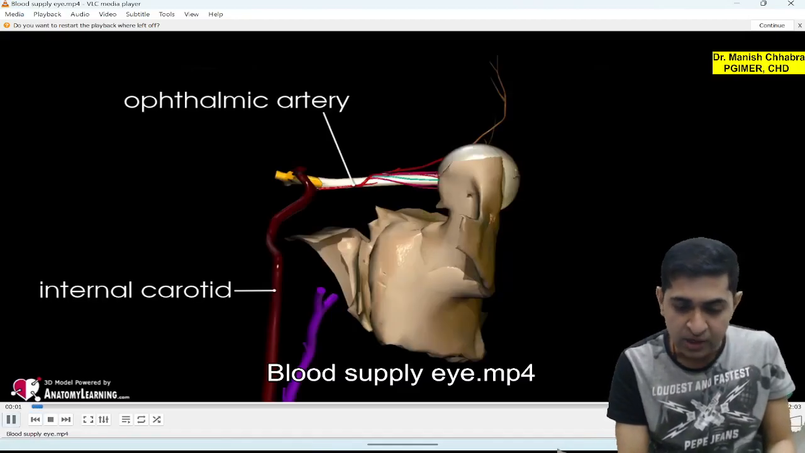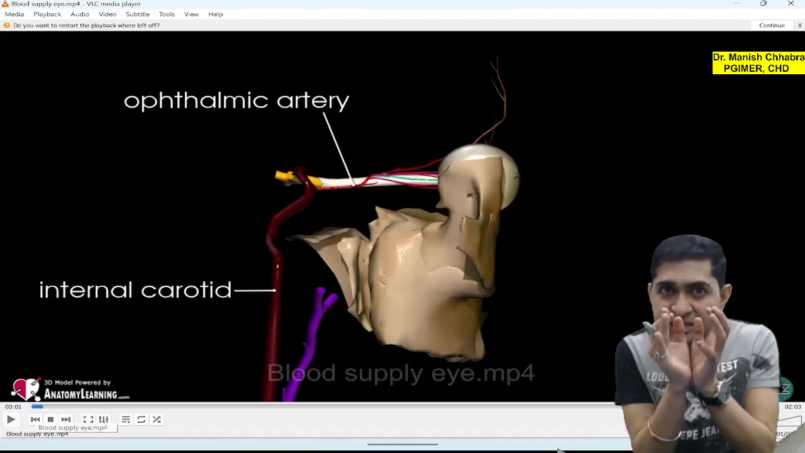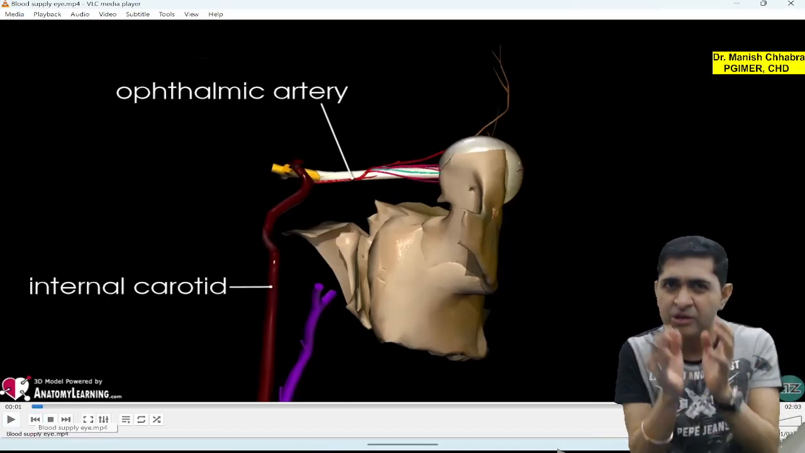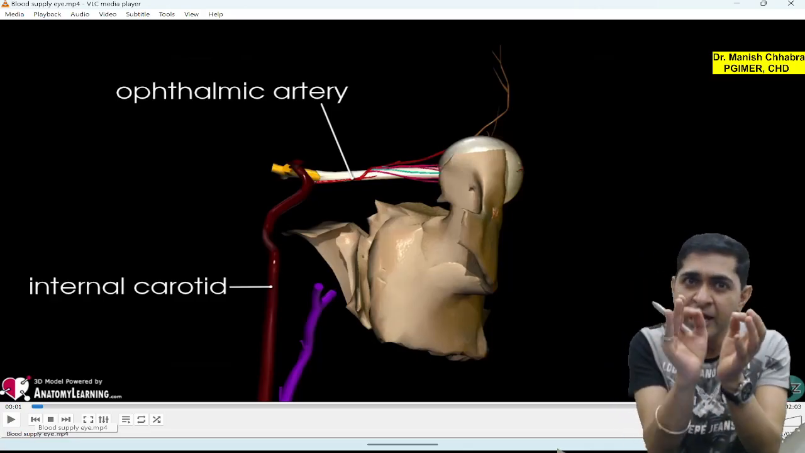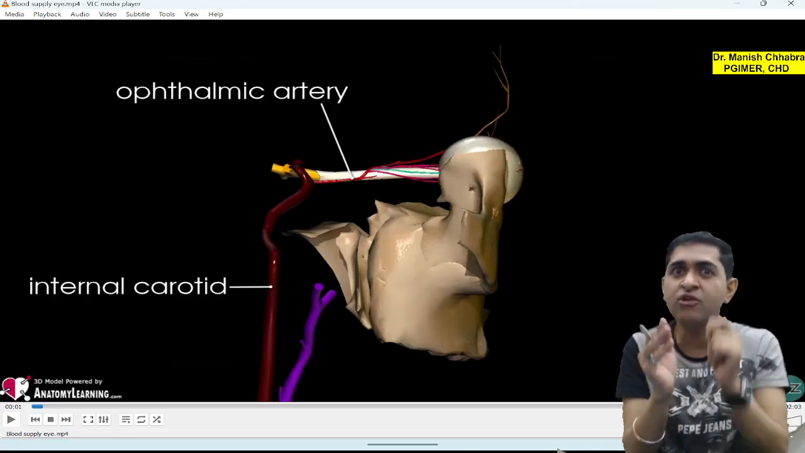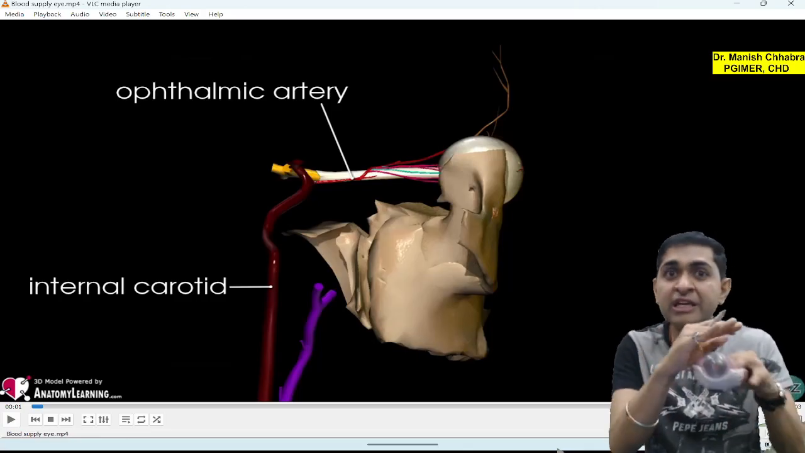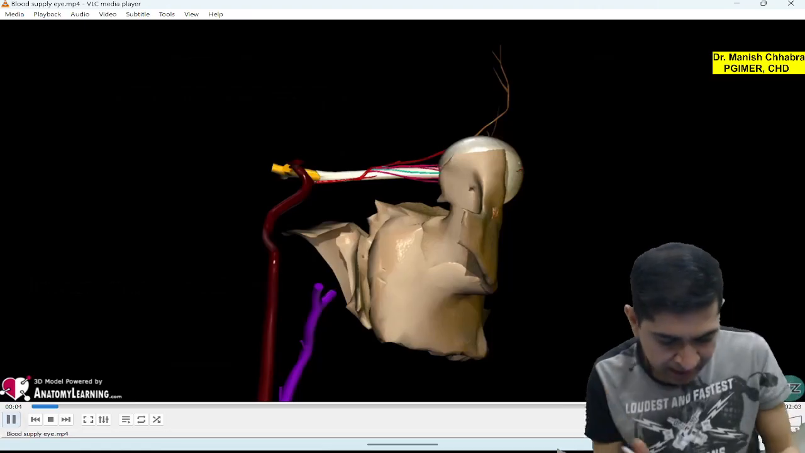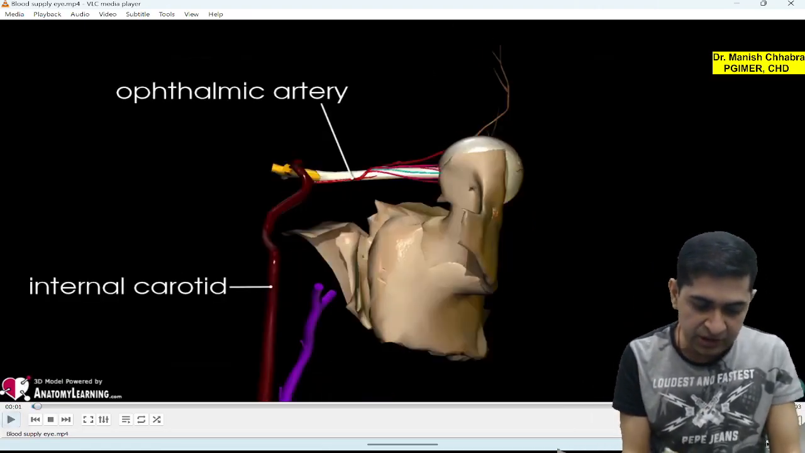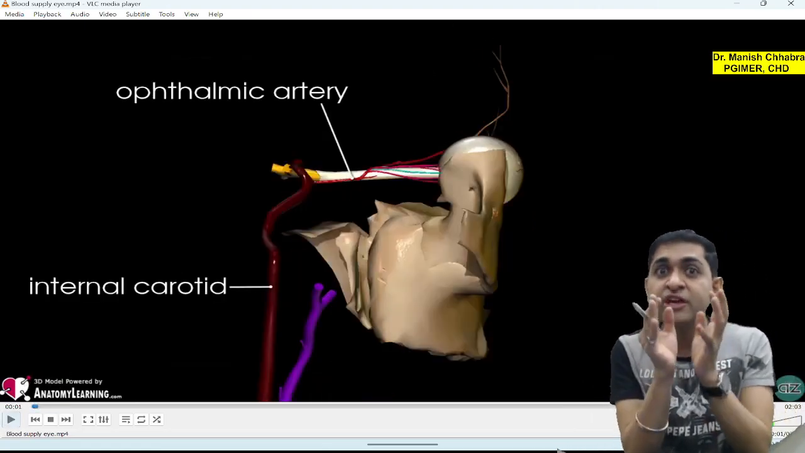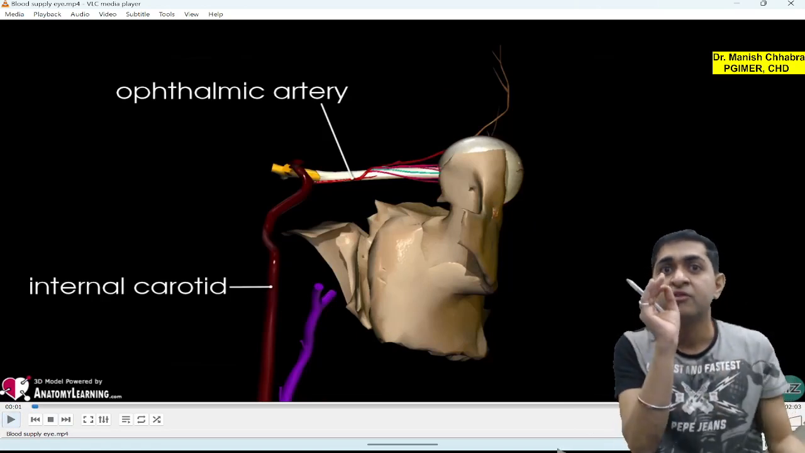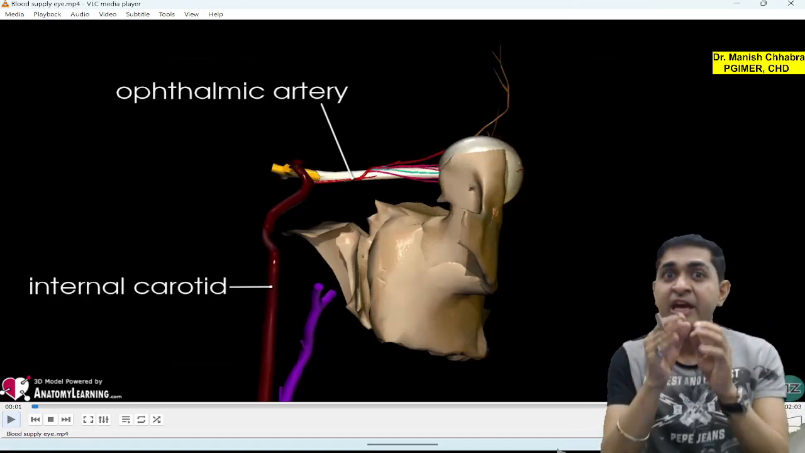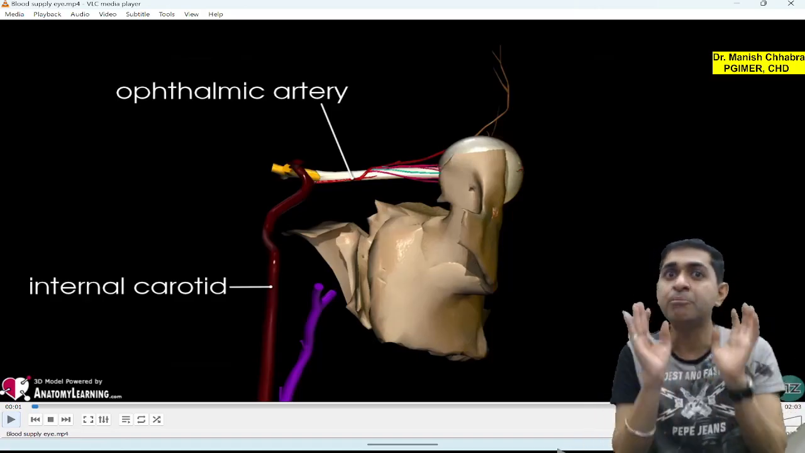I told you that the central part of the eye is the most vascular part, the choroid. Now let's talk about the blood supply of the choroid first, then we shall proceed to the inner structures of the eye. Just check this out. The internal carotid artery gives a branch known as the ophthalmic artery. This ophthalmic artery enters the orbit through the optic canal.